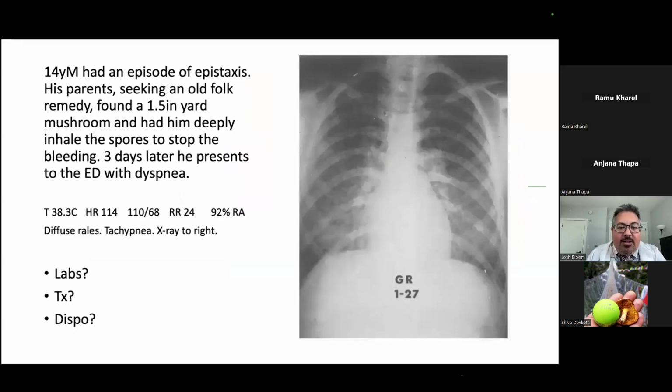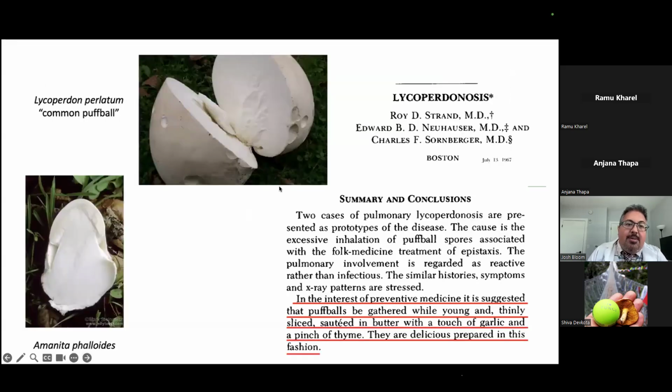And finally, I want to just present an odd case that has been reported in a few case reports. This is a 14-year-old who inhaled spores from a mushroom as a treatment for epistaxis, and this is an old folk remedy. This patient later presented with dyspnea, and you can see that their X-ray has pulmonary infiltrates. So this is called lycoperdonosis, and it's caused by the puffball mushroom. This mushroom on the top here generally starts as a spongy, moist inner texture that dries out, and then that mushroom can pop and release a cloud of spores. And inhalation of those spores can cause a pneumonitis.